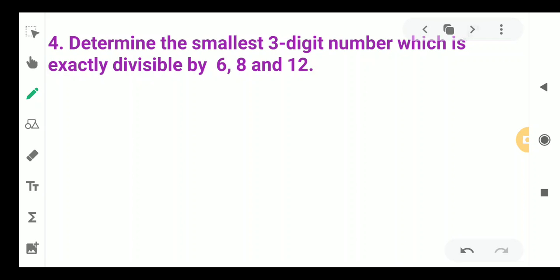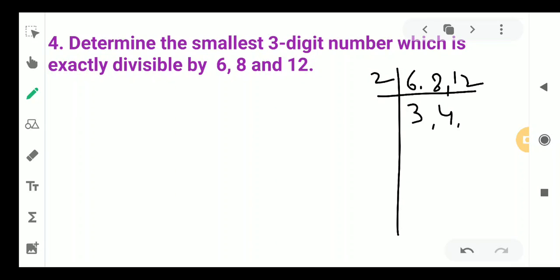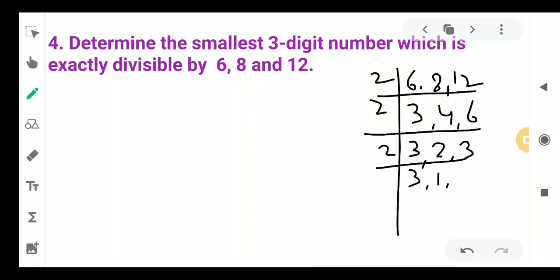Now fourth question, determine the smallest 3-digit number which is exactly divisible by 6, 8 and 12. So we have to find the smallest number which is exactly divisible by all these. So again it's a concept of LCM. First we will find the LCM of 6, 8 and 12. So it will be 2 threes are 6, 2 fours are 8, 2 sixes are 12. Again by 2, 3 is not divisible, 2 twos are 4, 2 threes are 6. Again by 2, so 3 comma 1 comma 3, again by 3.